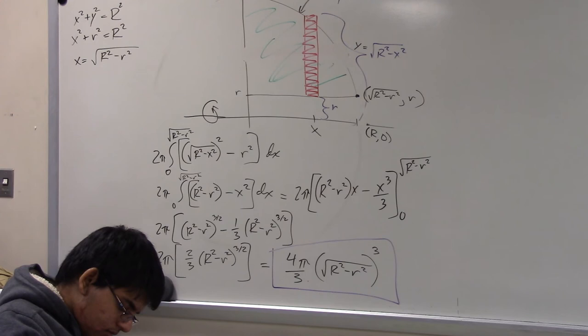Nicer to do to the 3 over 2. It looks prettier algebraically, but I'm trying to draw an analogy. I mean, what does that remind you of? Formula for the volume of a sphere.